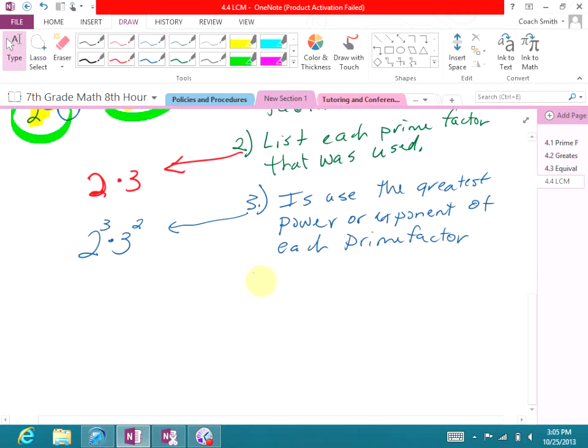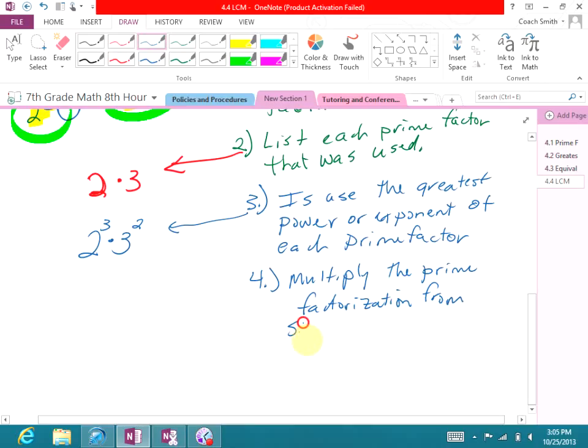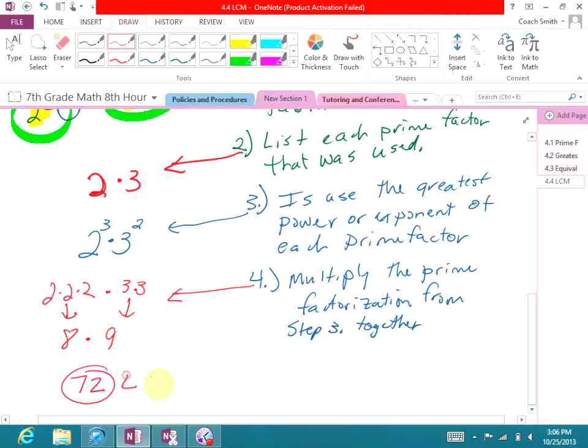Now, step 4 is to multiply the prime factorization from step 3 together. Okay, so that means 2 times 2 times 2, which is 8, times 3 times 3, which is 9. 8 times 9? 72. And this is your LCM.